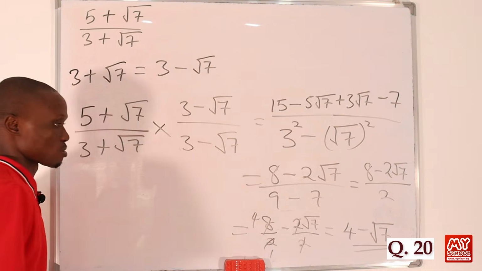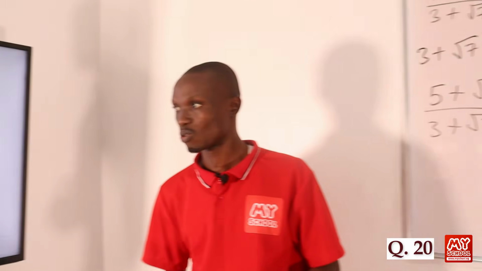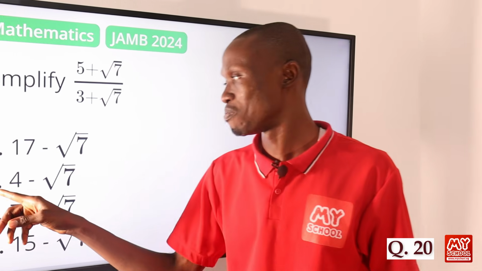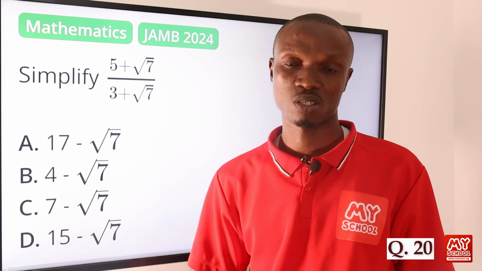So let's return back to the screen to pick the correct answer to this question. And that is option B, 4 minus root 7.